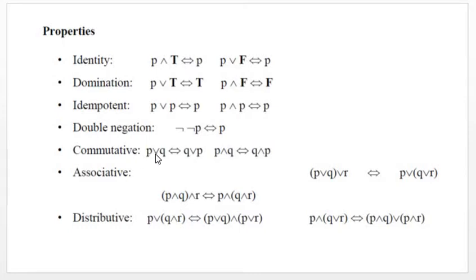Commutative property. P or Q is logically equivalent to Q or P. P and Q is equivalent to Q and P. Associative property. P or Q or R is equivalent to P or Q or R. Similarly, P and Q and R is equivalent to P and Q and R. Distributive property. P or Q and R is logically equivalent to P or Q and P or R. P and Q or R is logically equivalent to P and Q or P and R.